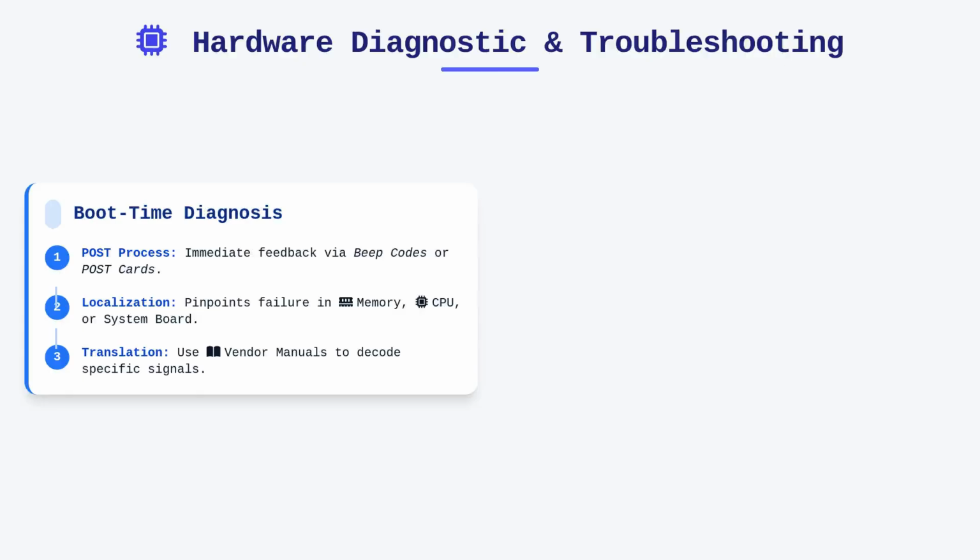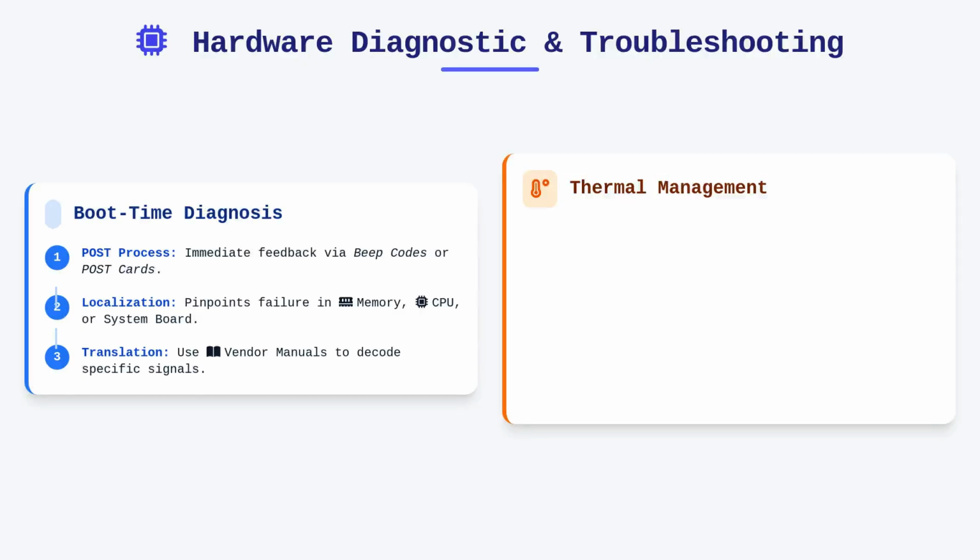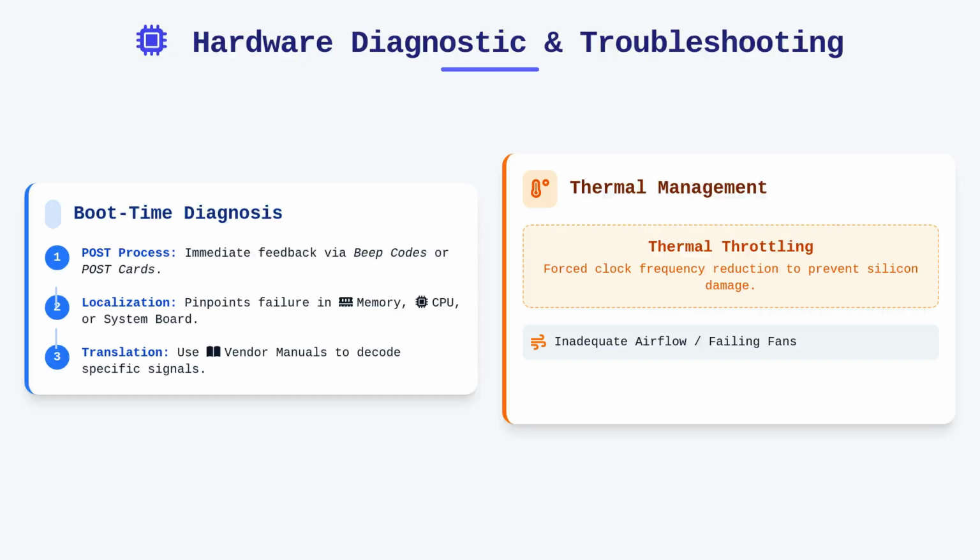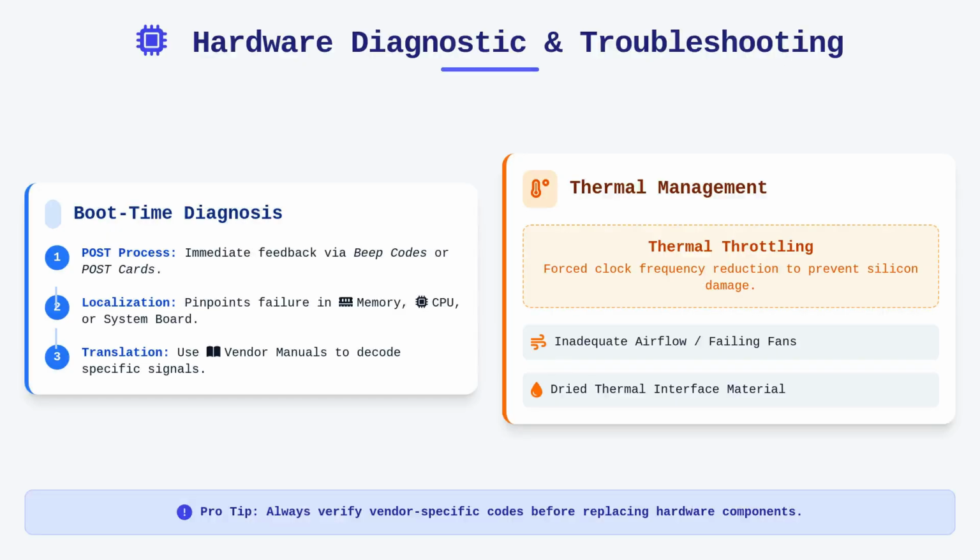If you encounter a system that halts abruptly during high-intensity tasks, you should first investigate CPU thermal management. Thermal throttling occurs when the processor reaches a critical temperature threshold, resulting in a forced reduction of clock frequency to prevent permanent silicon damage. This behavior usually suggests inadequate airflow, failing heat sink fans, or dried thermal interface material that requires immediate replacement to restore nominal performance.